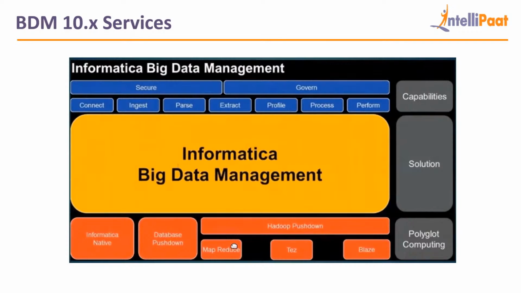Now let's move on. Informatica Big Data Management: at the top you can see secure, govern, then connect, ingest, parse, extract, profile, process, and perform, and you get the Informatica Big Data Management tools in between. At the bottom, in orange, there are the execution engines: MapReduce, Tez, Blaze, Informatica Native Engine, and Database Pushdown, and under Hadoop Pushdown you have MapReduce, Tez, and Blaze.